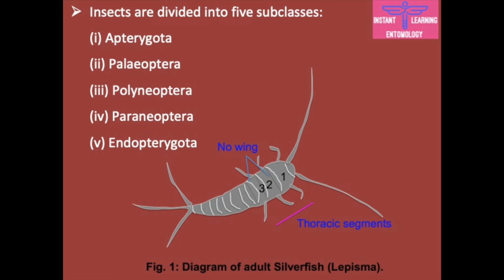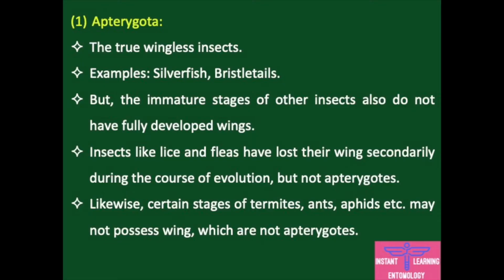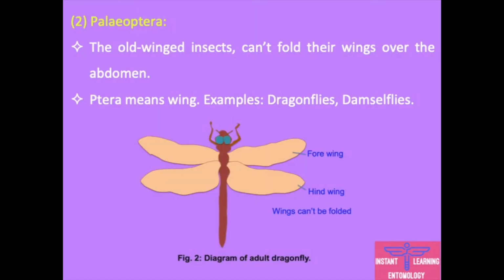Apterygota. The true wingless insects. Examples: silverfish, bristletails. But the immature stages of other insects also do not have fully developed wings. Insects like lice and fleas have lost their wings secondarily during the course of evolution, but they are not apterygotes. Likewise, certain stages of termites, ants, aphids, etc. may not possess wings, and they are not apterygotes.